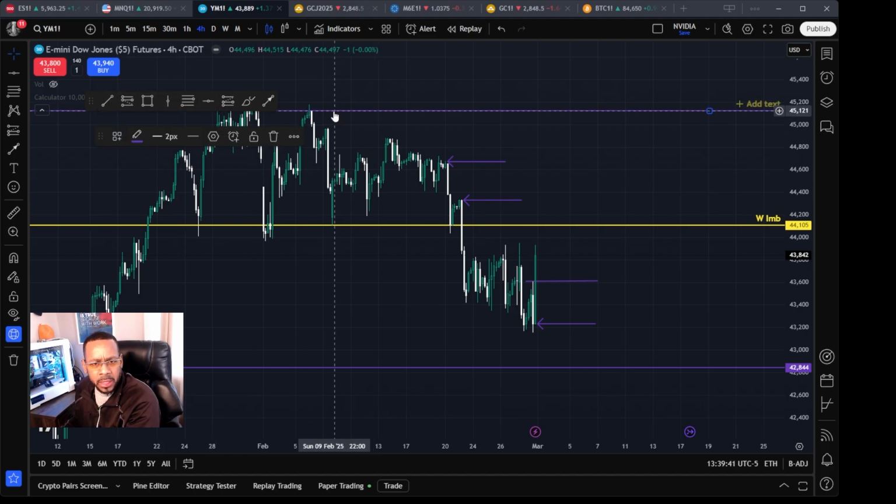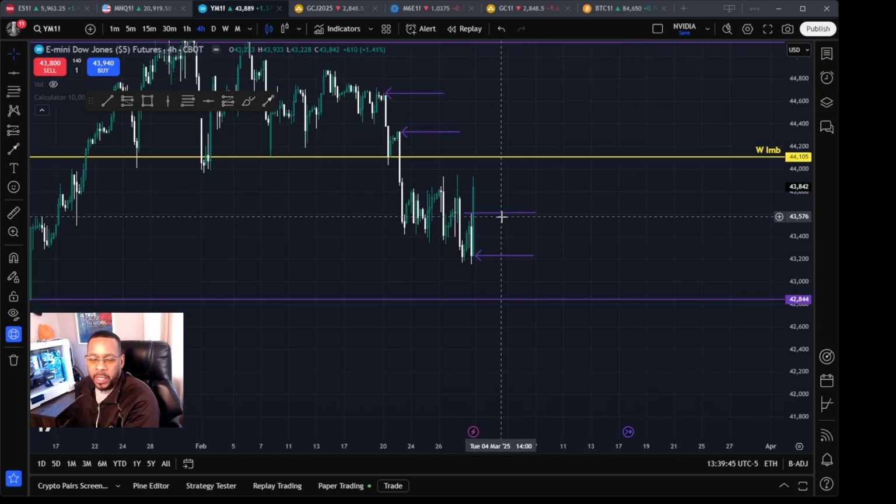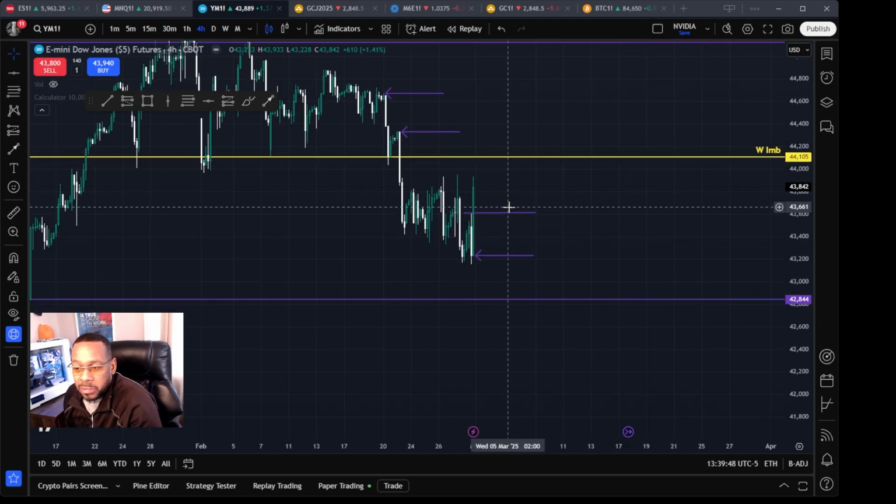High probability that's going to happen. 45,121. And if we get a change of momentum, 42,844. Again, it's the beginning of the month.